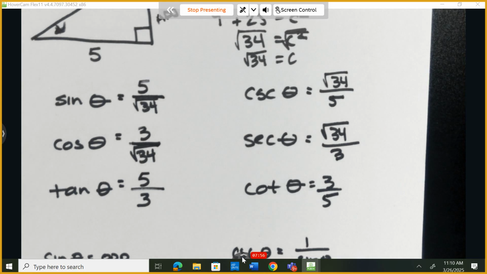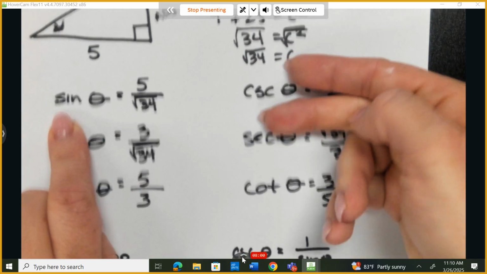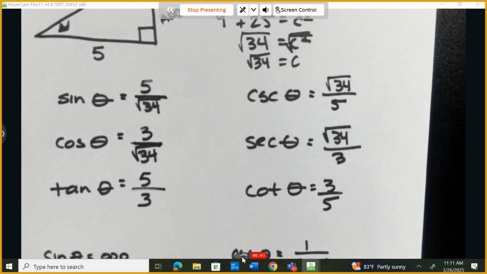Is that for every question? That's for every single one. Sine and cosecant are always just flipped. Cosine and secant are always just flipped, every single time.